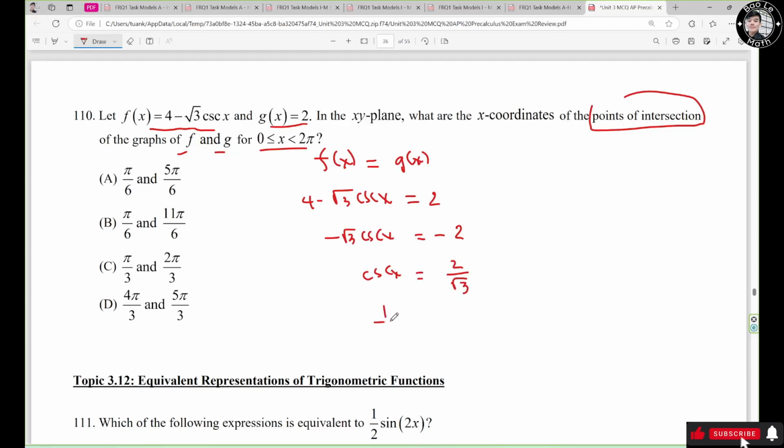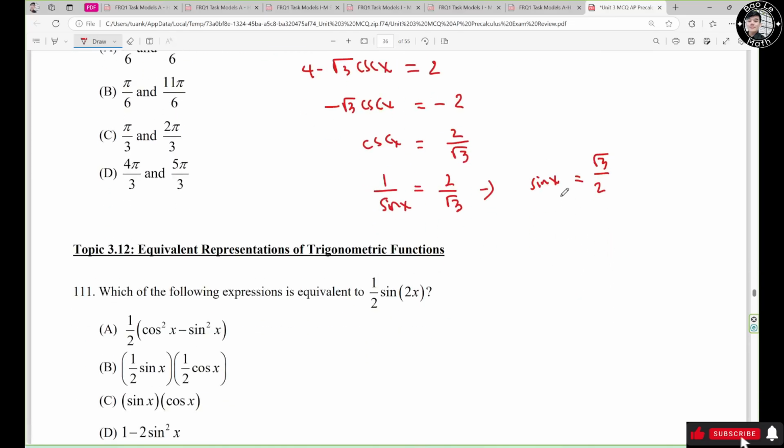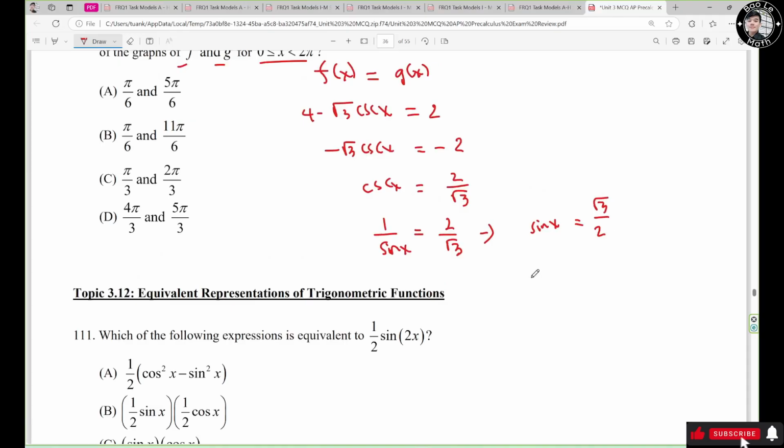Cosecant s means 1 over sine s, so it will be 2 over root 3. Now I just flip this one, so sine s equals root 3 over 2. Now on the unit circle, I need to find the angle where sine s equals root 3 over 2. So s equals pi over 3 and 2 pi over 3. So the answer must be C.